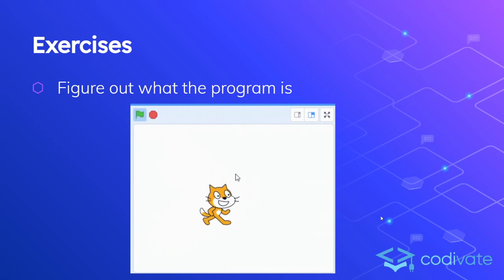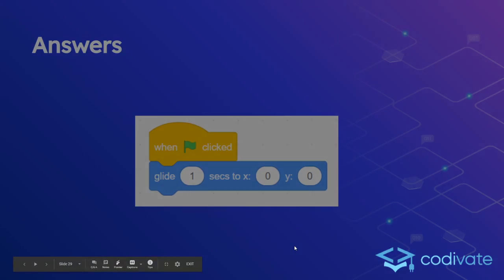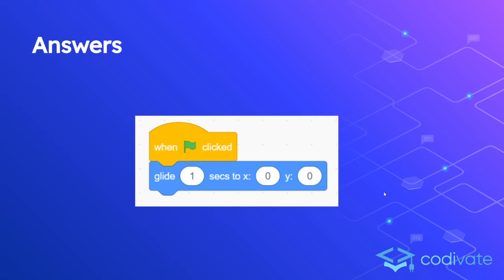This is very similar to the other one. And it's just glide 1 second, 200. So it's the same thing as the other one, but with a glide instead of a goto.